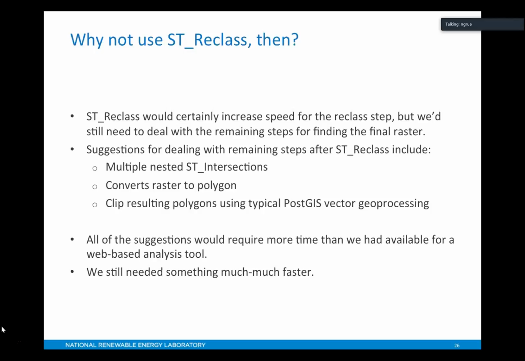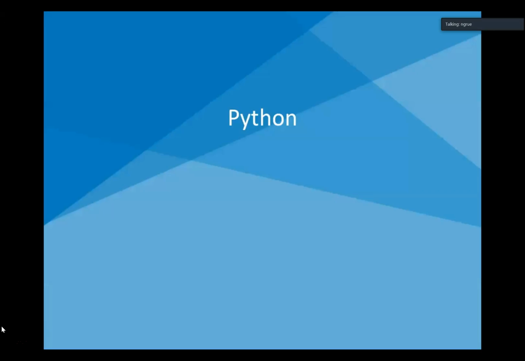You could convert the raster back to polygon and do typical ST intersections on vectors. But of course, converting between different data types is going to take a lot of time too. And so with all these possibilities, we found that we were still taking too much time. It was still taking 10, 15 minutes, even for a smaller country like Bhutan, which is what we were testing on. And when you're looking at large areas of land like India, that's just not going to cut it. So we decided to try out Python and see what tools were available there.